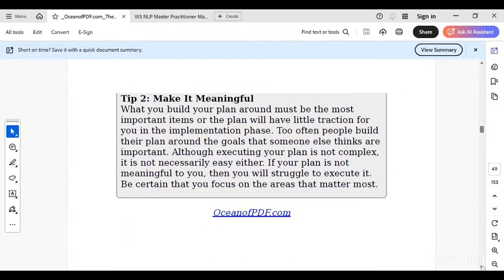Make it meaningful. What you build your plan around must be the most important items, or the plan will have little traction for you in the implementation phase. Too often, people build their plan around the goals that someone else thinks are important. Although executing your plan is not complex, it is not necessarily easy either. If your plan is not meaningful to you, then you will struggle to execute it. Be certain that you focus on the areas that matter the most.